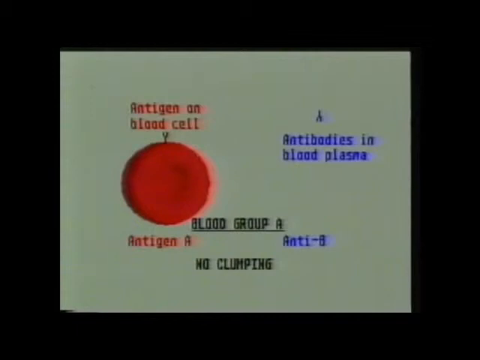A person in blood group A has A antigens on the blood cells and anti-B antibodies in the plasma. These do not react to cause clumping. A person in blood group B has B antigens on the cells and anti-A antibodies in the plasma. Again, there is no clumping.